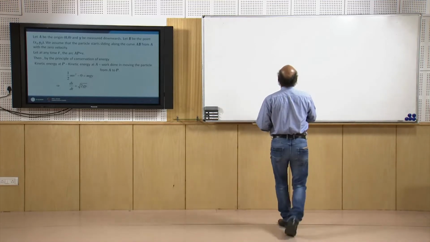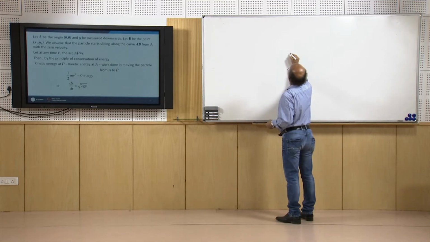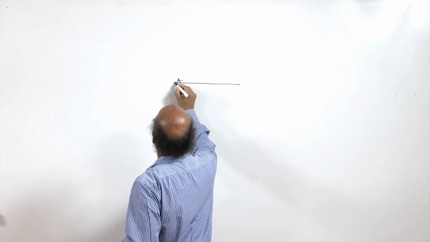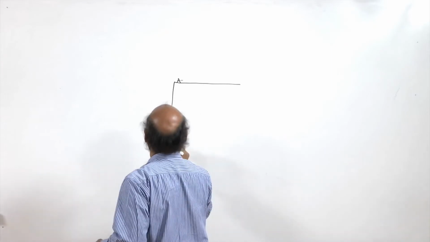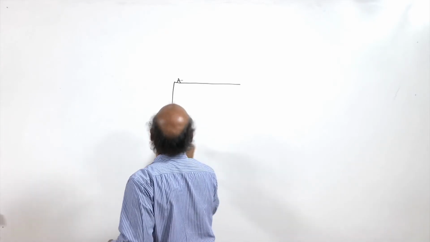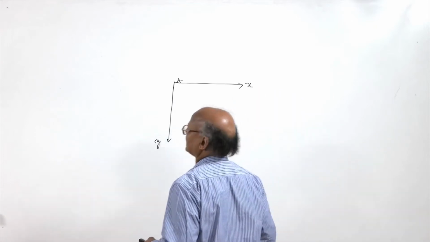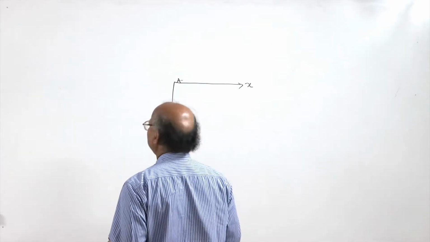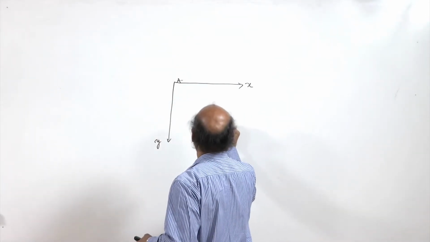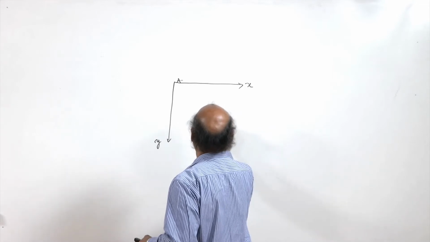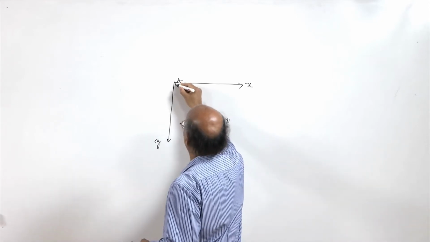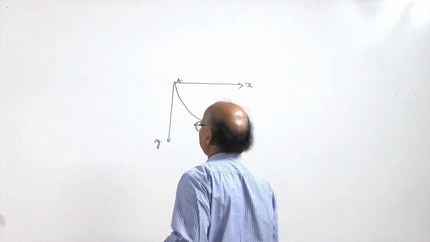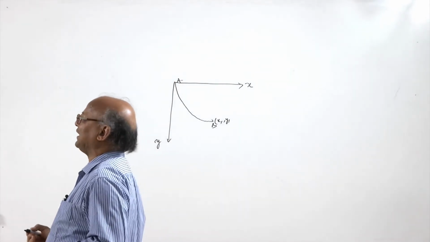So let us say the point A be at the origin. The y-axis is pointed downwards and this is our x-axis. So let A be the origin, y be measured downwards, and B be the point (x1, y1). Let us say this is the point (x1, y1). The particle slides down from the point A to the point B in time, let us say t.